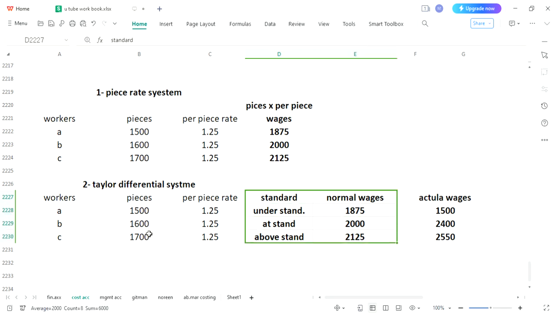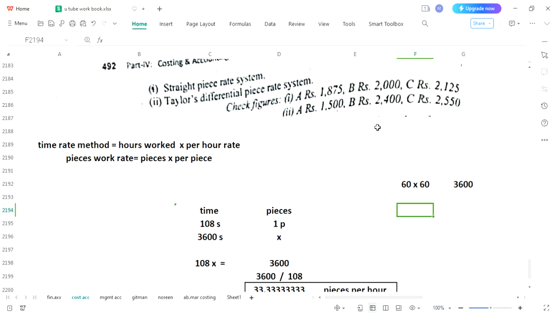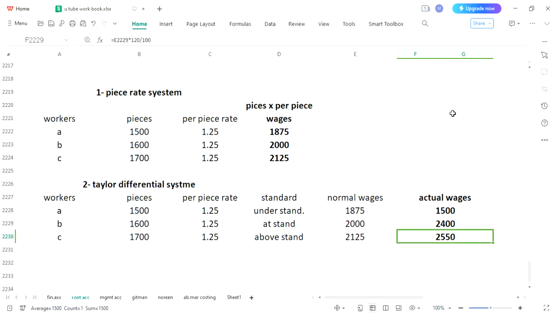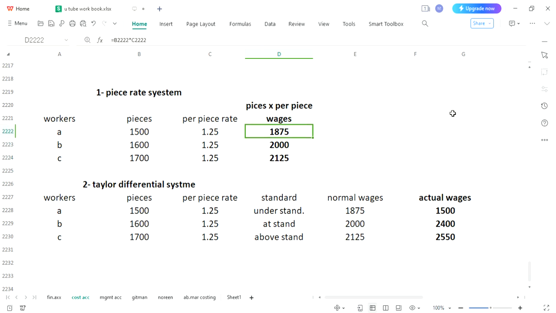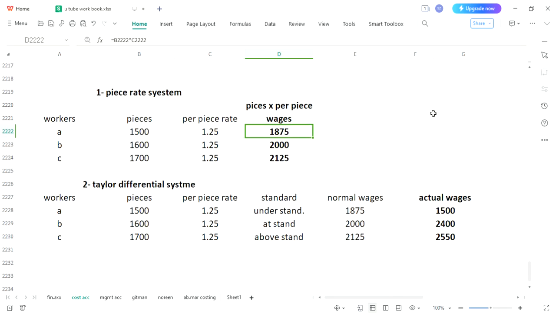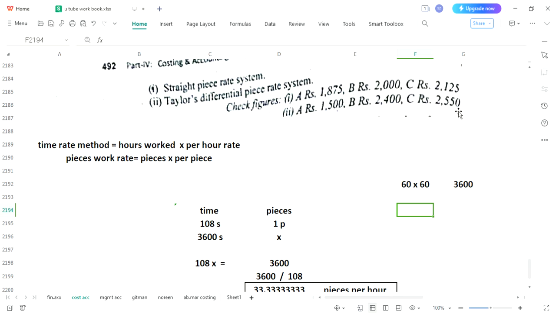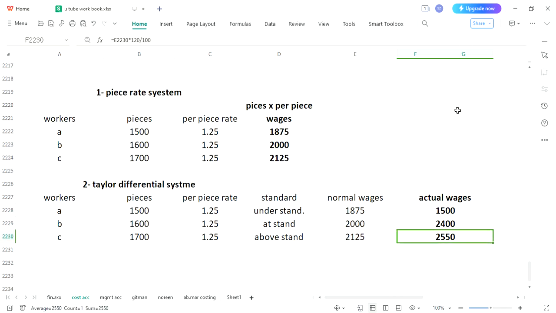So finally, we have calculated the amount of actual wages. Let's check out the answer. 1524. So 1524 and last 2550. In this way, these three answers are also matched with the answers provided in the book. So there were 6 answers. First part we have solved over here: 1875, 2000, 2125 is your next answer, and then we have checked 1500, 24 and 25, 1524 and 25, 50, all answers are matched. It means our question has been ended.